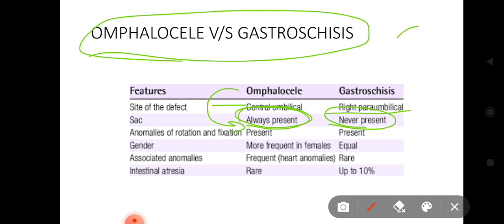Now, omphalocele, just to remember, omphalocele O. So this is a sac-like structure. So sac is present in omphalocele. Anomalies of rotation and fixation are present in omphalocele. It's also present in gastroschisis.